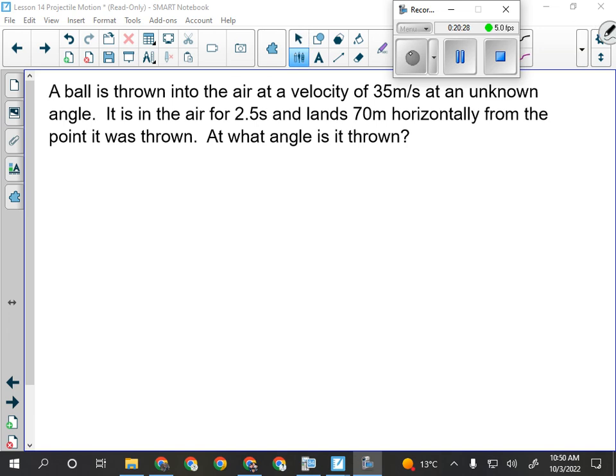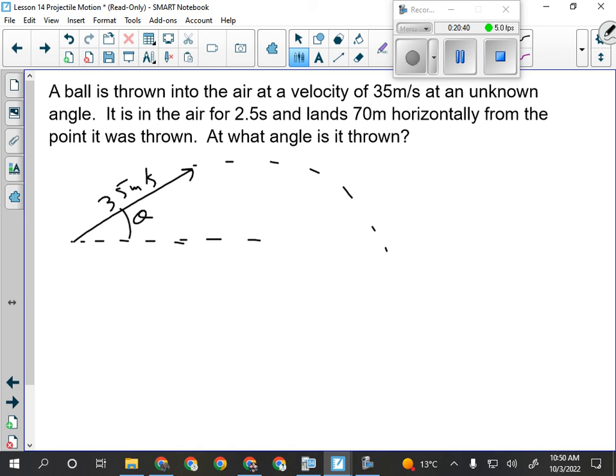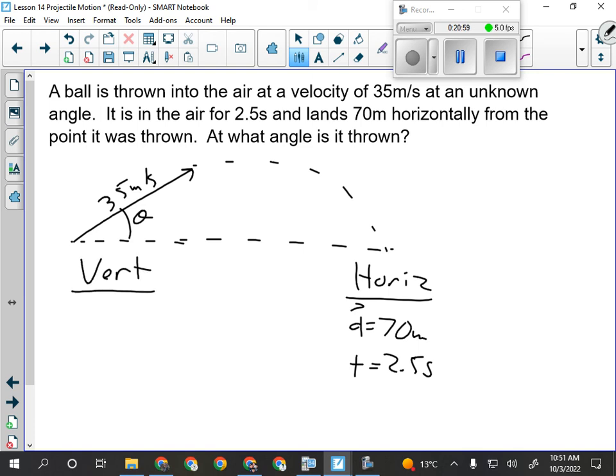All right, so here's what we know. We know this is 35 meters per second. We don't know the angle, it's what we're trying to find. We do know that it's going to do this, because all projectiles do that. Okay? Horizontally, we know that its horizontal displacement is 70 meters, and we know that it takes 2.5 seconds. Now, they gave us time. Is that big? Yeah, because I can use it in both the vertical and the horizontal part. Okay, so that's helpful. Okay, so that's the stuff I know right now.